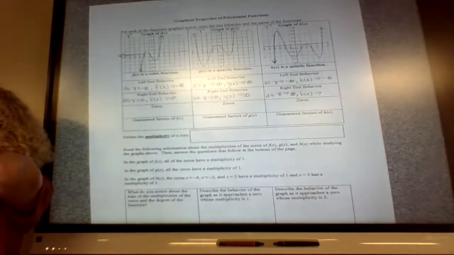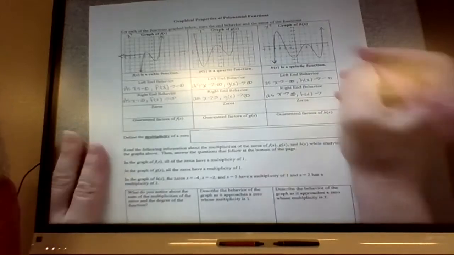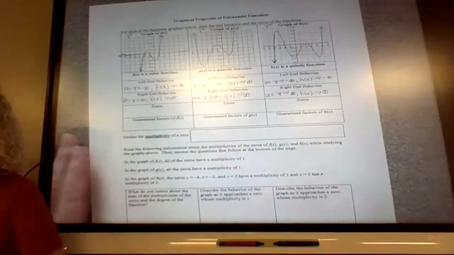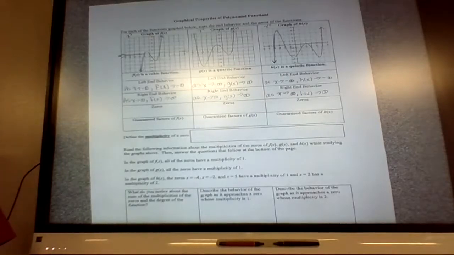What's happening on the right side of h of x? It's going to infinity. All right. So you've got end behavior.